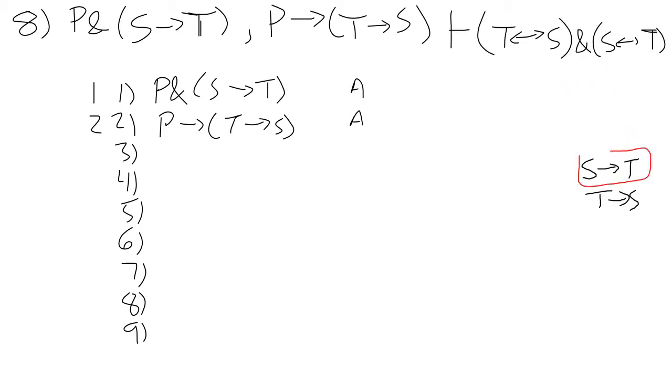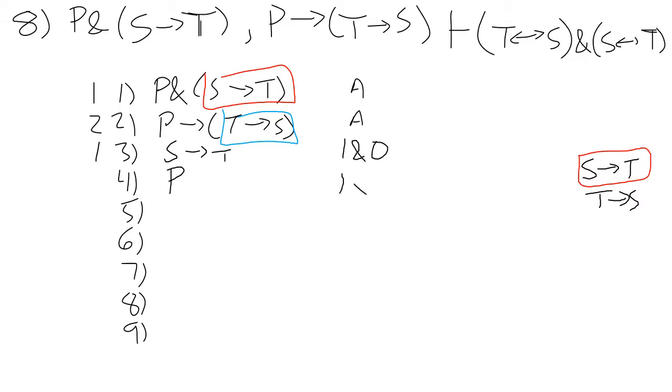And do we have them? Well, we do. We have one here, and we have one here. So we can get the first one by doing S arrow T from 1 ampersand out. And then to get the other one, we're going to need the P from 1 ampersand out. And then we can toss that into our conditional statement in 2. So that's 2 and 4, arrow out, 1 and 2. Now we've got the other conditional statement that we needed.